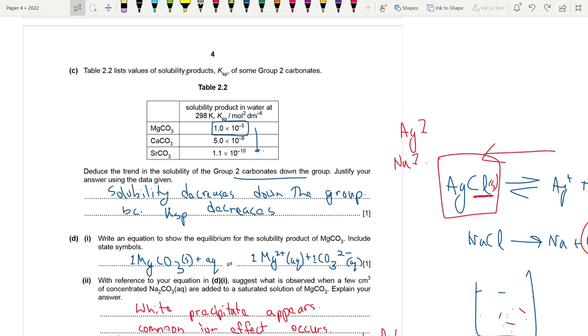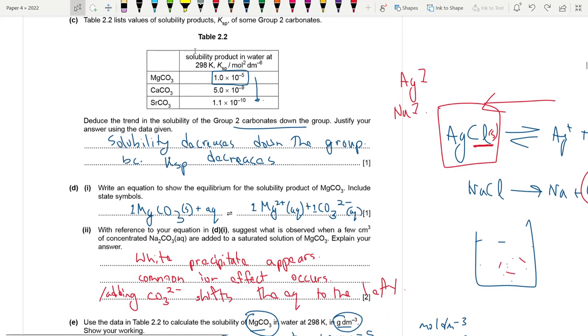Write an equation to show the equilibrium for the solubility product of magnesium carbonate. It breaks down to form one Mg2+ ion and one CO3 2- ion. You need to show the state symbols to get full marks. So it's actually MgCO3 solid, plus aqueous, this was optional, it forms an equilibrium with Mg2+ aqueous ions and carbonate 2- aqueous.